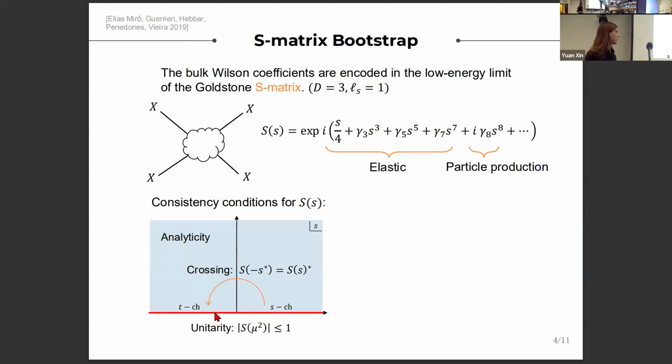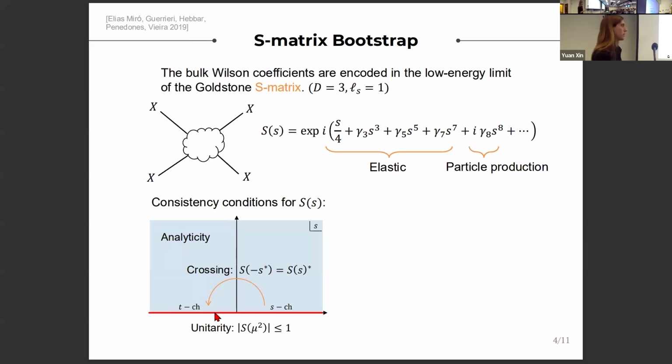Then there's crossing that links one to the other by analytic continuation, and moreover, there's unitarity, which bounds the absolute value of the S matrix along the real line. Now, since this is an analytic function that's bounded on this boundary, the function is not allowed to do anything it wants in the bulk. Now you can play some systematic games, either analytically or numerically, to translate these constraints on the S matrix everywhere here into bounds on these Wilson coefficients.